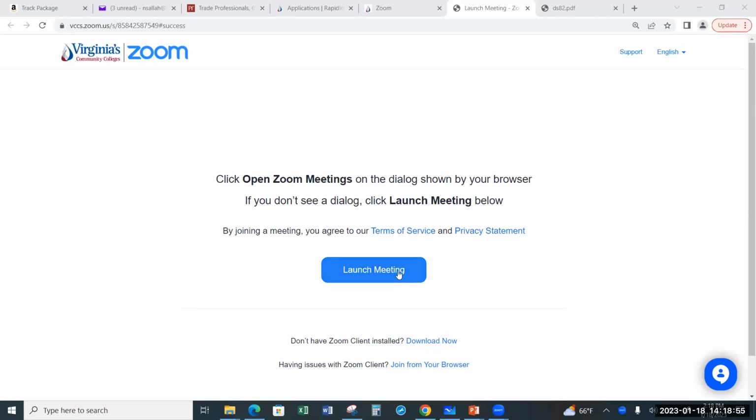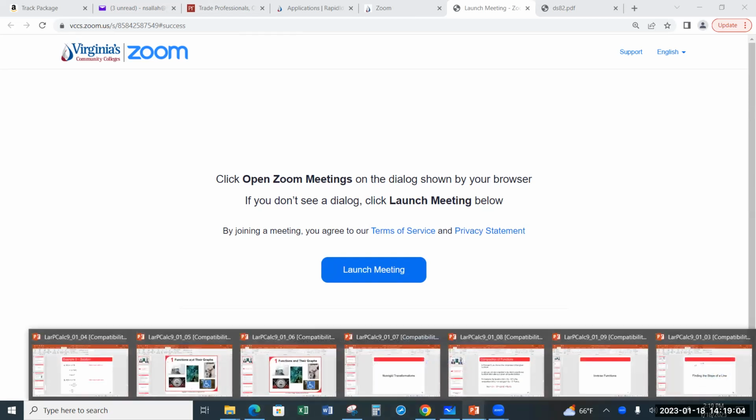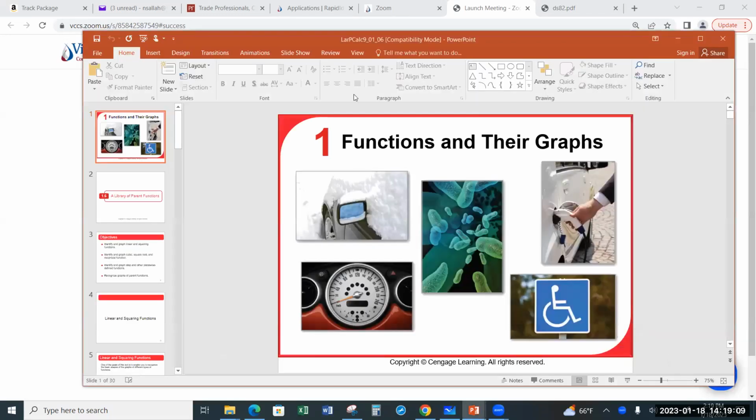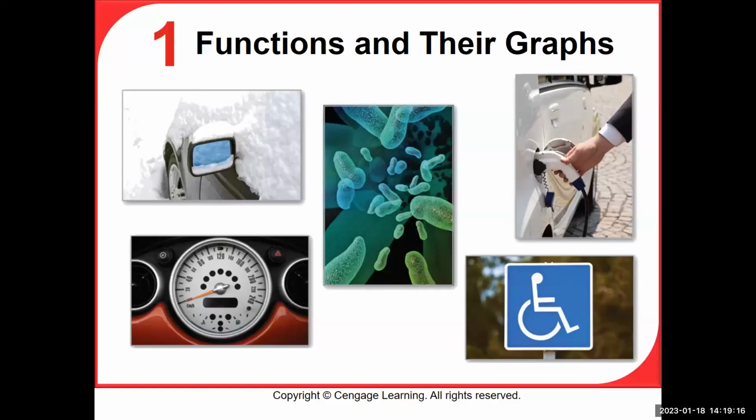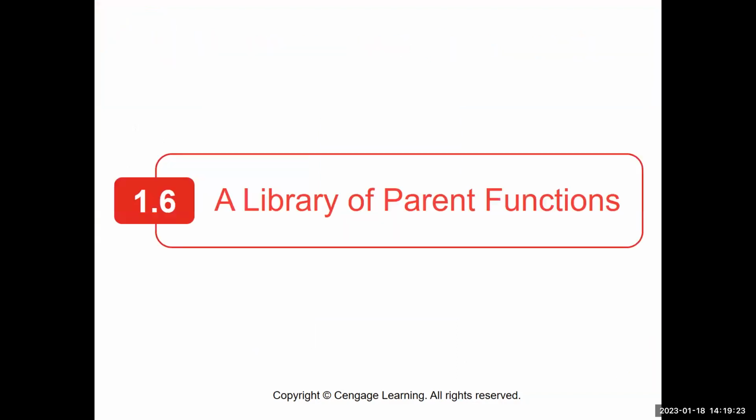Precalculus chapter 1, section 6. I think we're going to do section 7. There it is. Functions and their graphs. Page down. Library of parent functions.